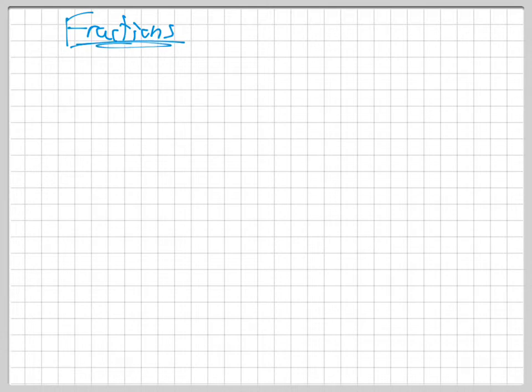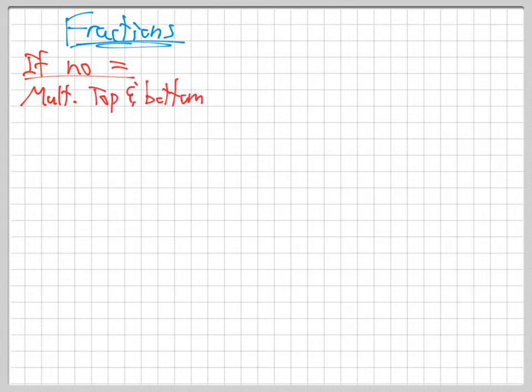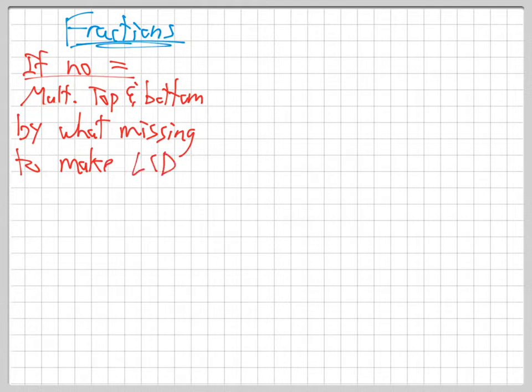Well, there's two kinds of things, right? If there's no equal sign, that's not the case, but that will be the case. Or do we already have some of those? I'm losing track. But somewhere we'll have ones without equal signs. That's not this section. If there's no equal sign, then you just multiply top and bottom by whatever's missing to make the LCD. But that's not our case.